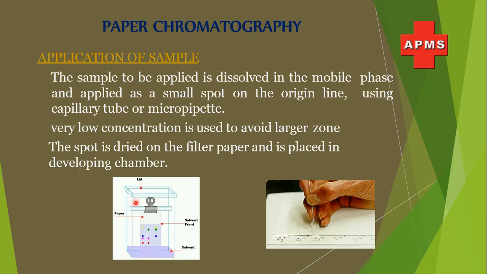This is the developing chamber. This cubic shaped container is the developing chamber, which is covered with a lid, because the organic solvents generally used are volatile in nature and should not vaporize during the experiment. Also, the inside atmosphere should be completely saturated with solvent vapors, so we have to put a lid over it. And this filter paper, which has the starting line with the spot, is put inside using a clip.